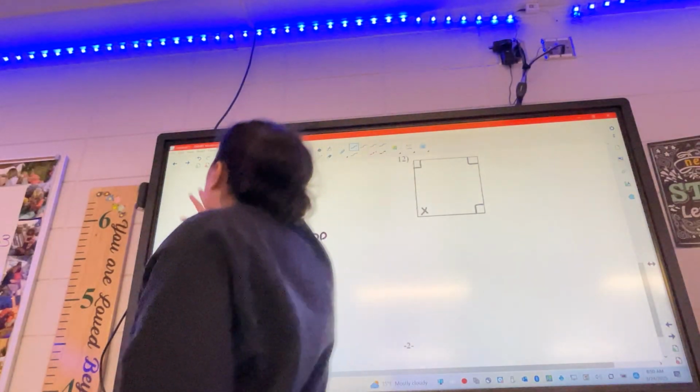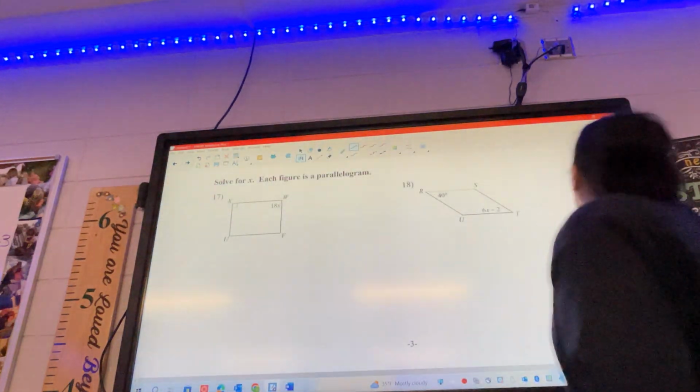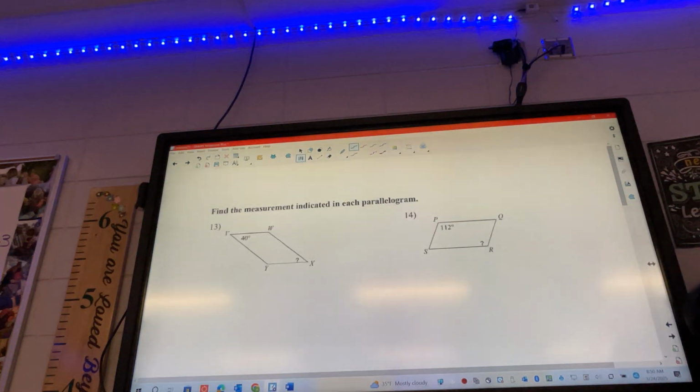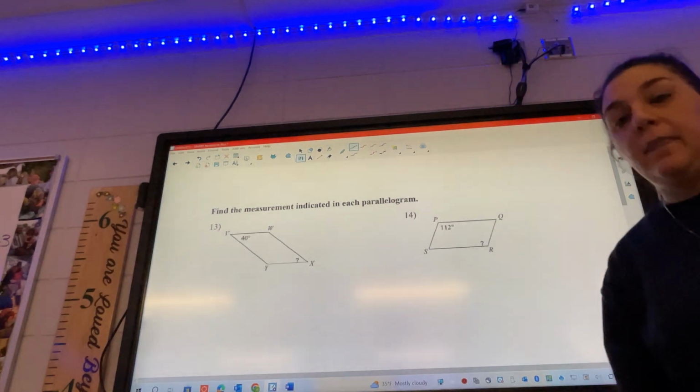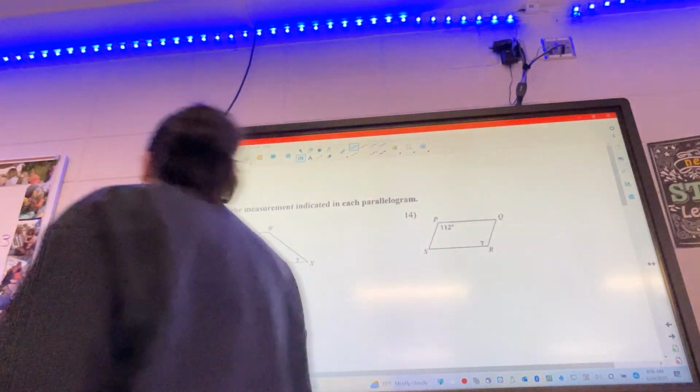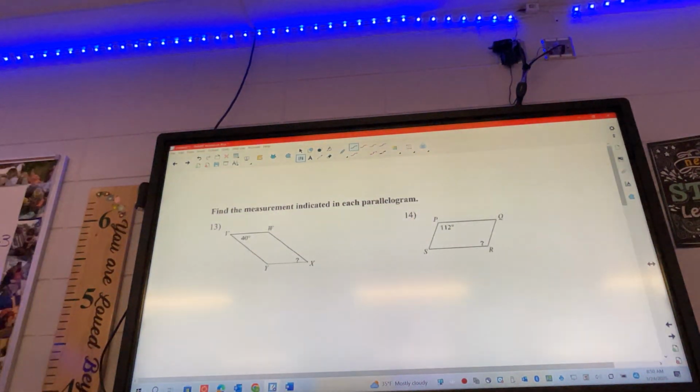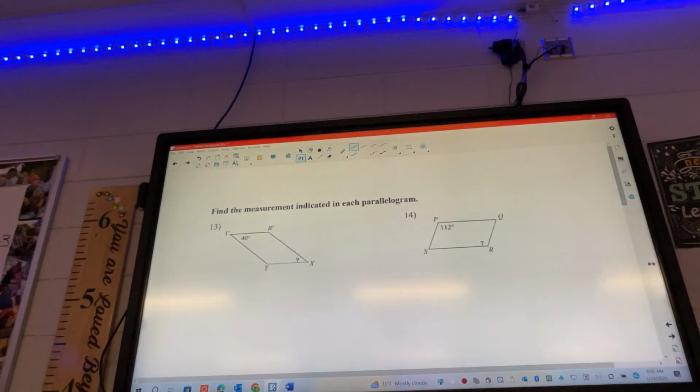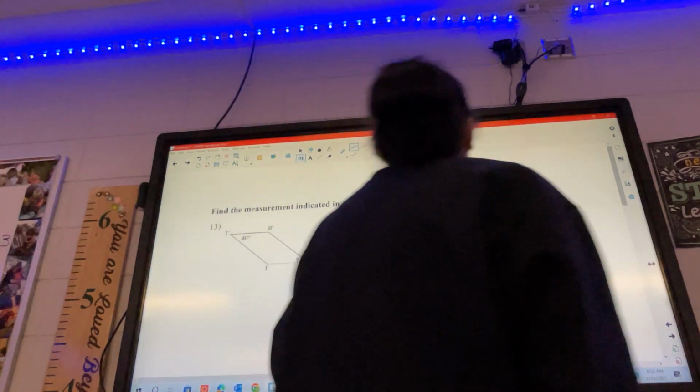Okay, flip your page. Look at 13. Okay, what can you tell me about the properties on the inside? They're all the same. They're not all the same.